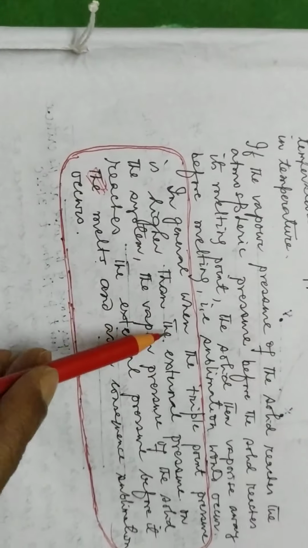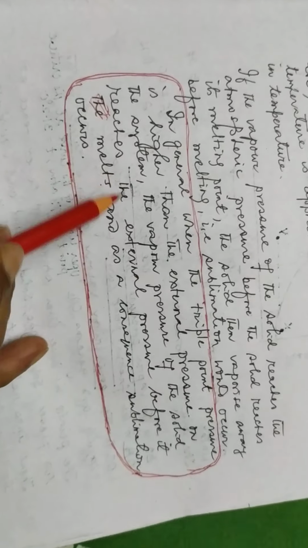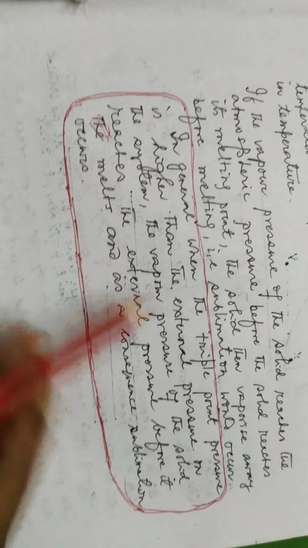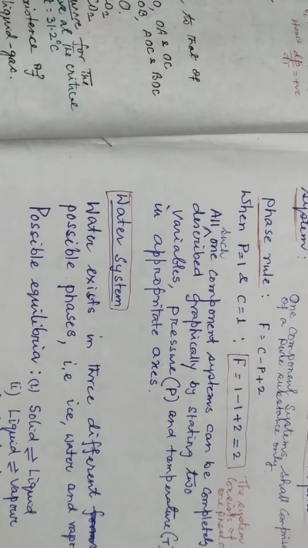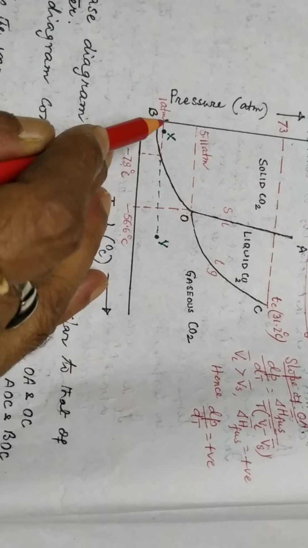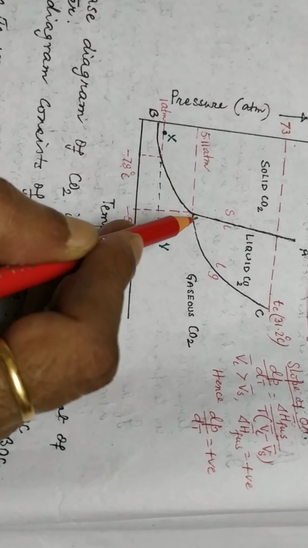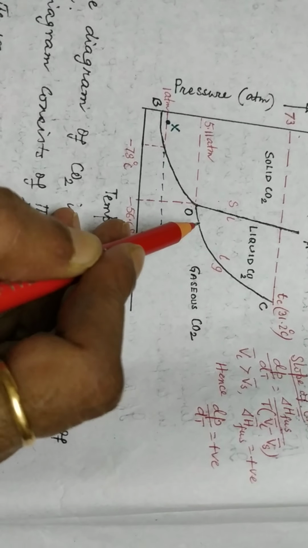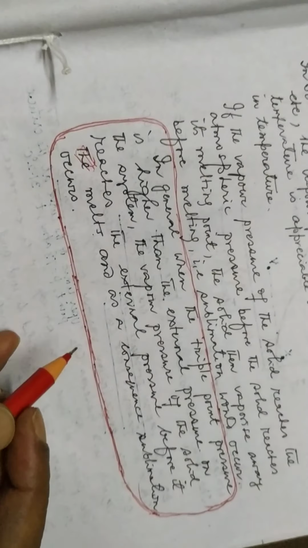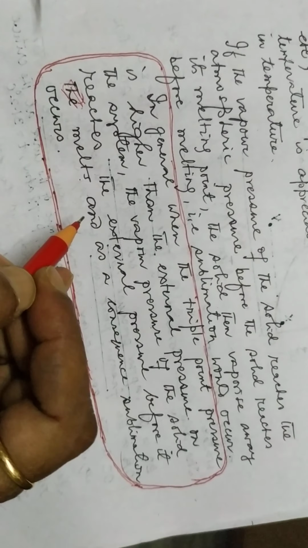we can easily say that the vapor pressure of the solid reaches the external pressure before it melts. So before melting, the carbon dioxide reaches the vapor pressure of 1 atmosphere. So in case of carbon dioxide, we will get sublimation. So sublimation will occur there.